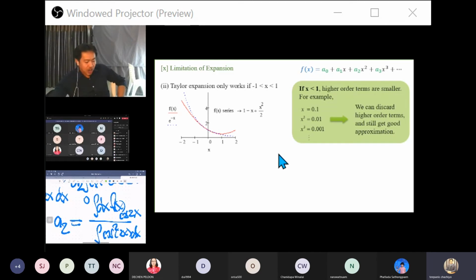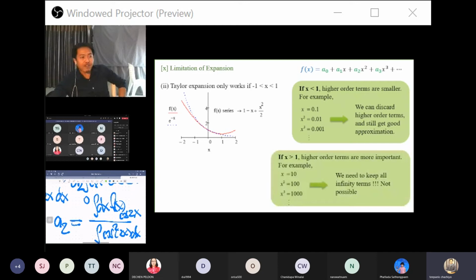Okay. On the other hand, if x is bigger than 1, maybe right here, 2 or 3 or 4 or 5, when you square 10, it becomes 100. Cube, it becomes 1,000. That means if you go to higher order, it becomes bigger and bigger, and you cannot neglect, you cannot forget the other higher terms. That means it's going to be a very bad approximation when x is bigger than 1.